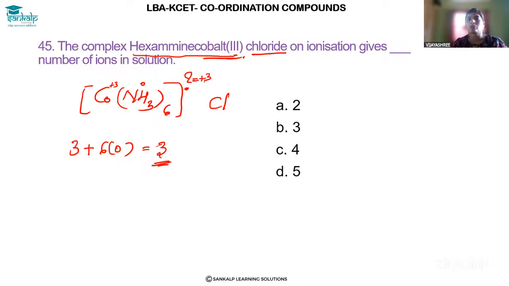In order to balance this plus 3, the charge on one chloride is minus 1. So to balance plus 3 we have to put 3 chloride anions. So 3Cl minus and plus 3 both get balanced. Since the charge is plus 3, I have to assign 3 chloride anions. I hope it is clear. Okay, this is the formula.